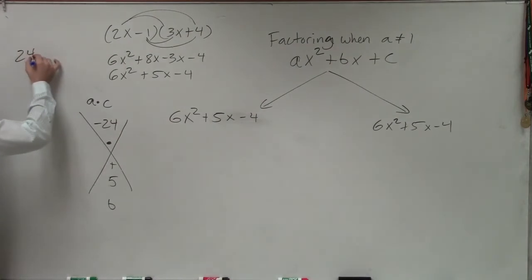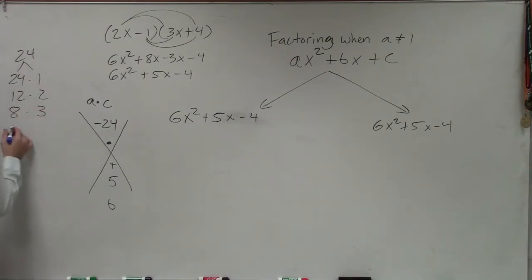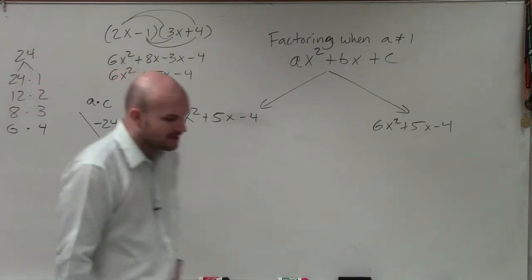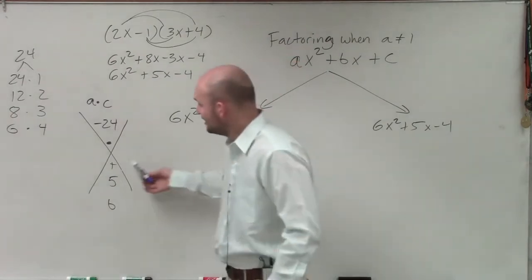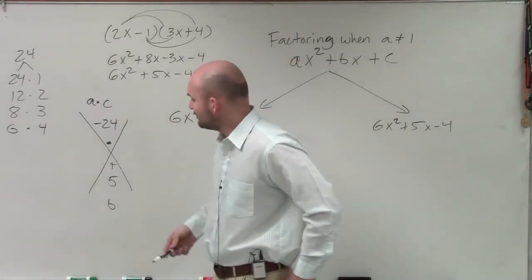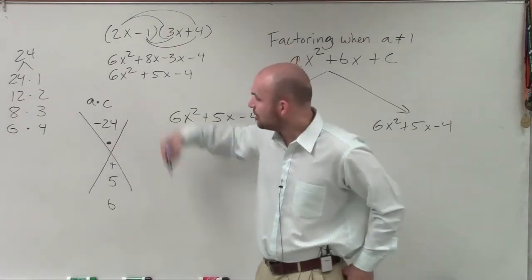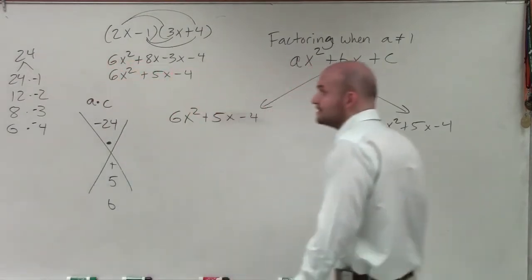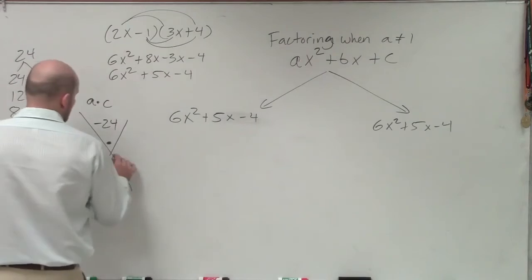So I have 24. Got it? OK. So 24, so I could do 24 times 1, 12 times 2, 8 times 3, and 6 times 4. And that's going to be it. Now, notice that if these two numbers are multiplying to give me negative 24, one of them has to be negative, and one of them has to be positive. However, since they're adding to give me a positive value b, I know that the smaller of the two numbers has to be the negative. So therefore, I make all my factors negative. And now I determine, out of those factors, which one of those add up to a 5. And that's going to be my 8 and negative 3.